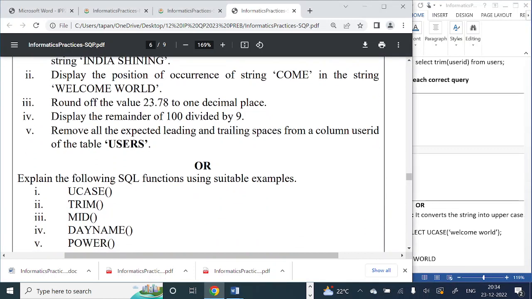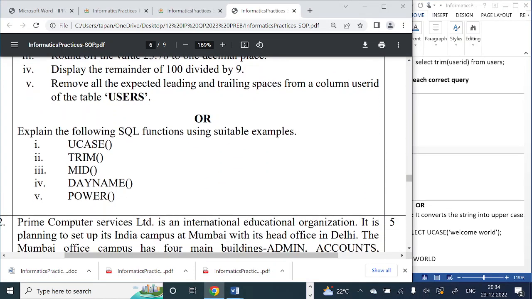Now next one is explain. Now this one is the best, easiest one. That is the functions they will give you. They will ask you to explain and write one example. UCase converts the string to uppercase. Suppose in small letter informatics practices is written. Select UCase in bracket informatics practices in small. So it will return the capital letters.